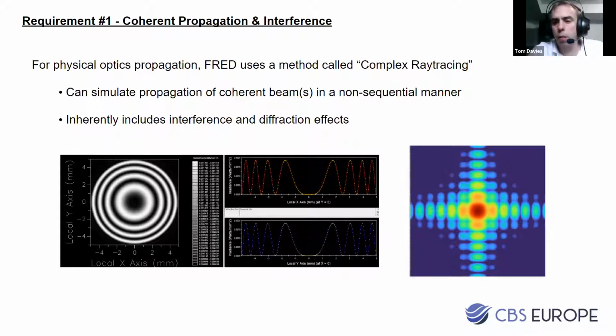And the nice thing about this method is that it can do this in an inherently non-sequential manner. So if beams split off or impinge on the aperture of an optic, that's handled inherently. And secondly, there's no extra step required to simulate any interference or diffraction effects. That's all built into the algorithm. So from the user's point of view, it's just a simple click of the button and you get the results you need.